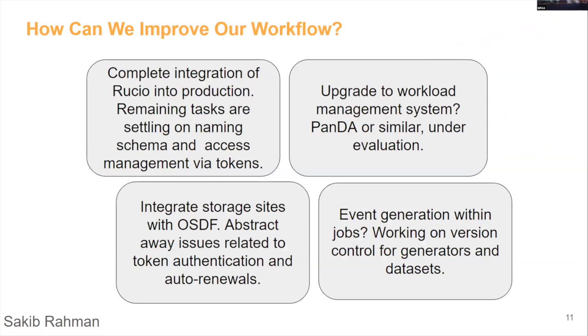So how can we improve what we're doing? This is just a brainstorming slide. The only concrete thing is probably the integration of Rucio into production. The only remaining tasks on that are settling on a naming schema and access management by tokens.